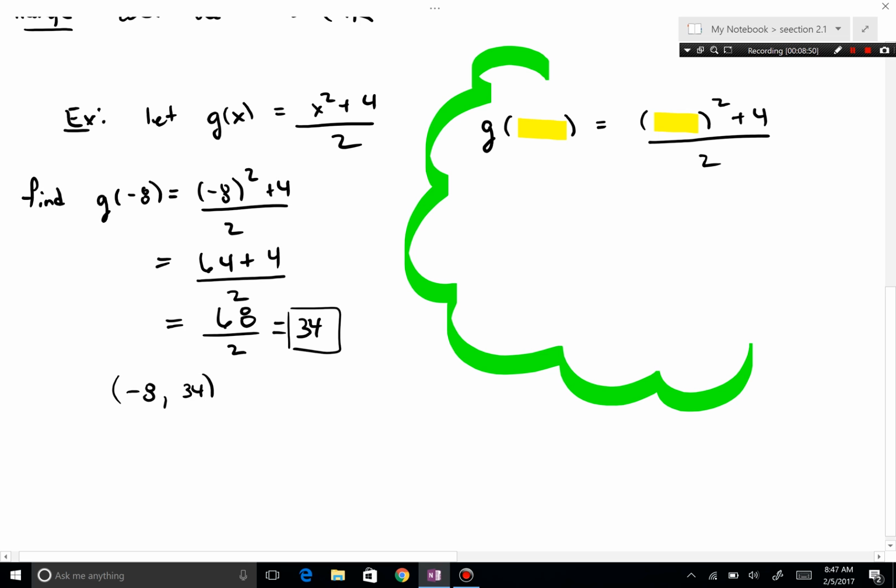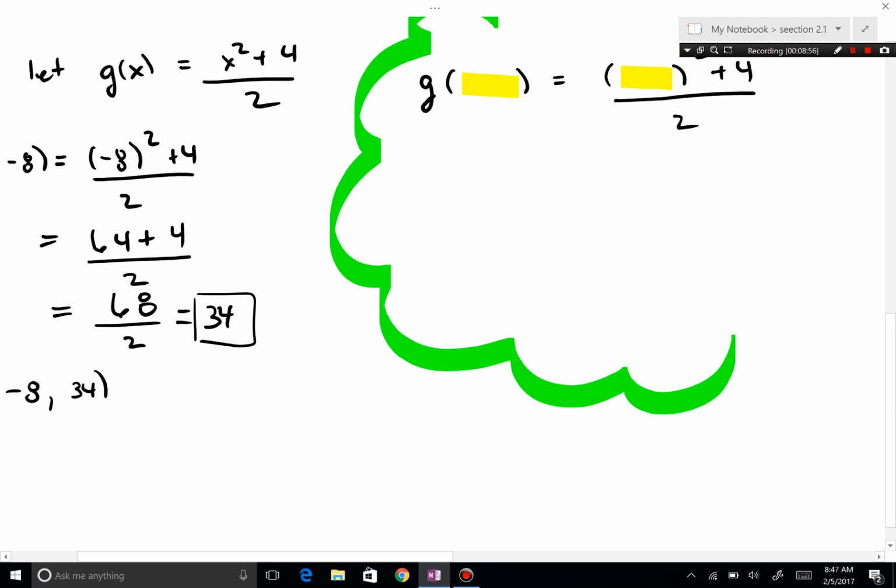Okay, so fairly simple, right? So let's get really nitty gritty, if you will.